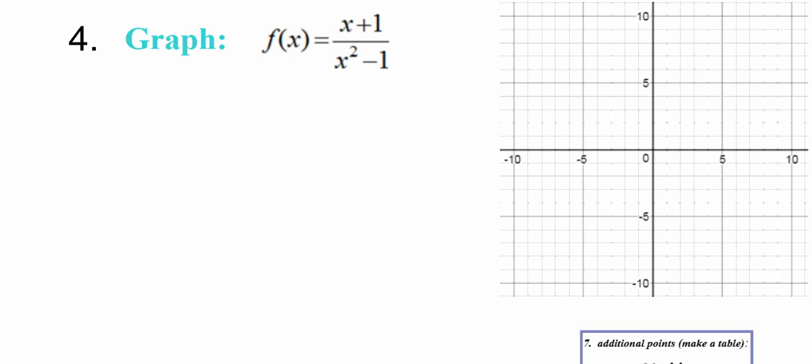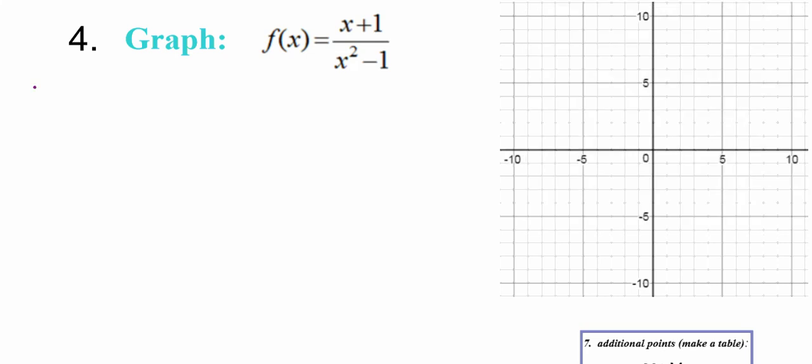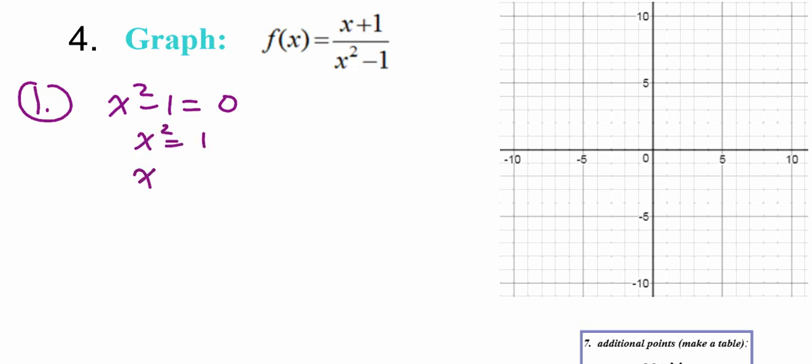And let's see, let's do our first step. First step's always find that vertical asymptote, right? So we set our denominator equal to 0. Now, here's the deal. I could do this like this. I could say x squared equals 1 and x equals plus or minus 1.